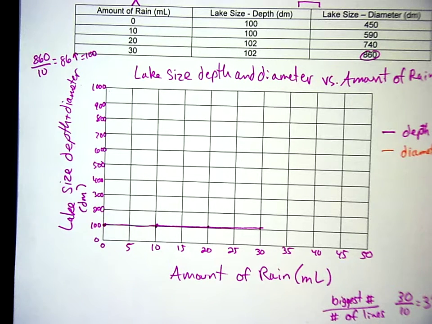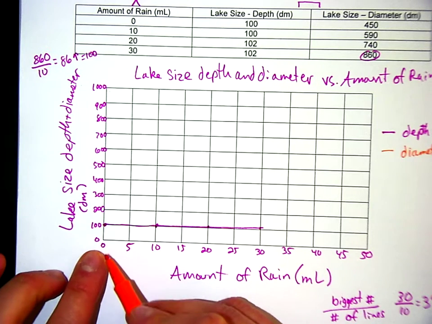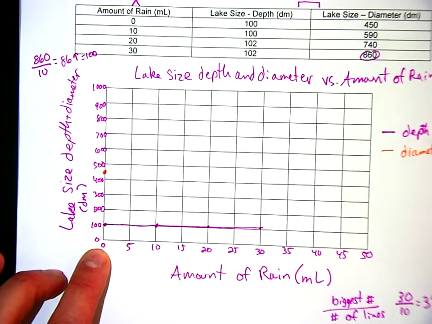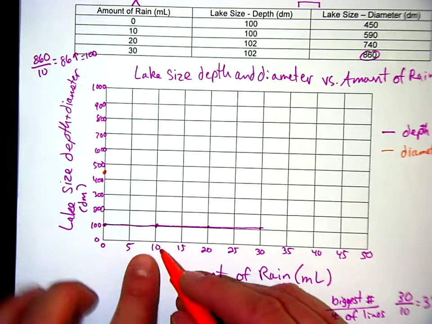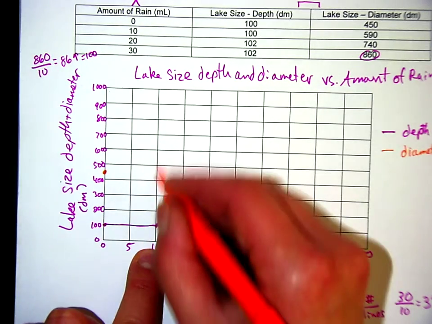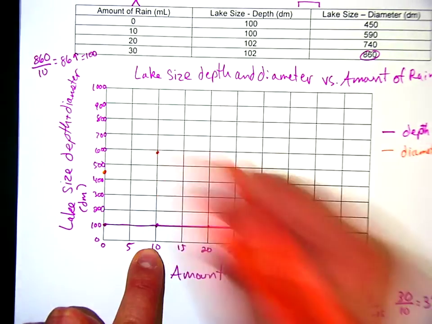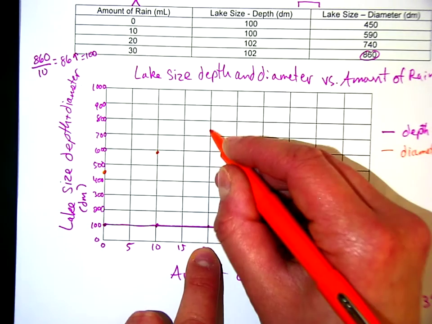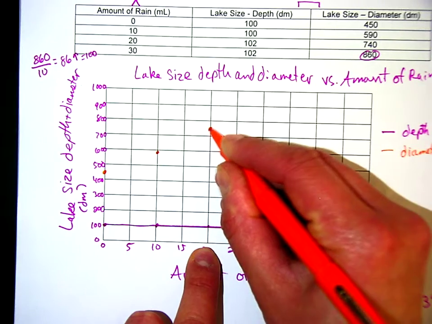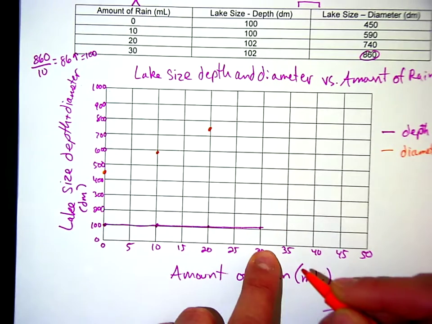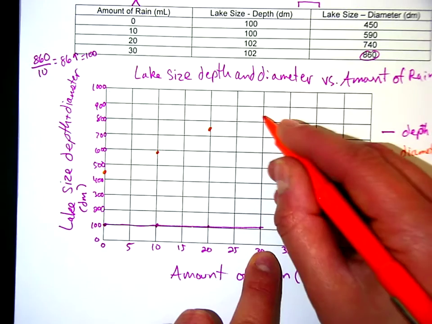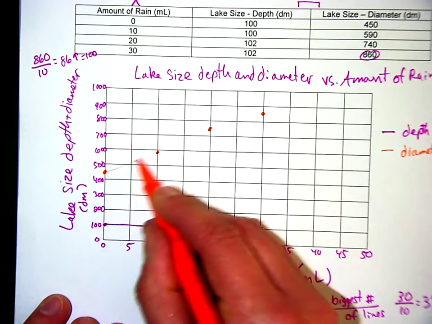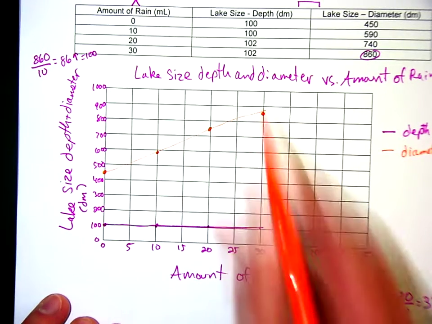Let's see the diameter. At 0 amount we had 450, which is between the 400 and 500 lines. At 10 milliliters we had 590, which is close to the 600 line. At 20 milliliters we had 740, which is a little under the halfway point between 700 and 800. And then at 30 we had 860, which again is about the halfway point between 800 and 900. Let's connect the dots. There you go.